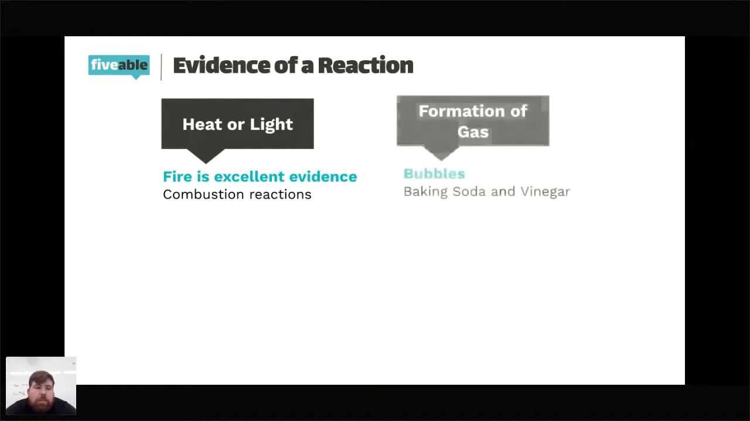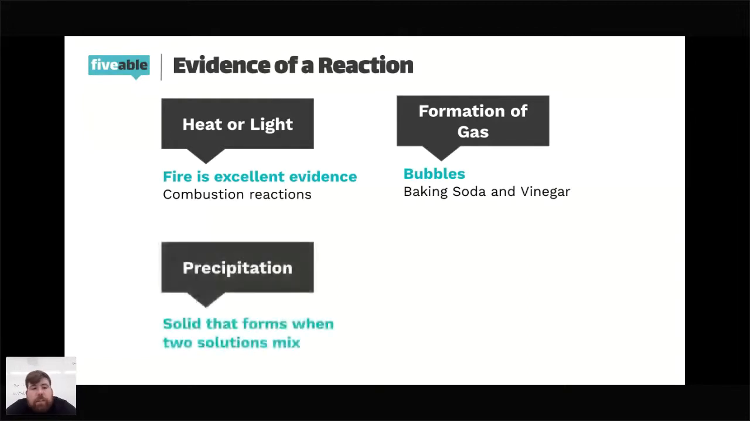Another example of evidence of a reaction is going to be the formation of a gas. As far as gas formation goes, especially in solution, we oftentimes will see bubbles. If you mix A and B and you see the production of bubbles, it's probably going to be a chemical reaction.